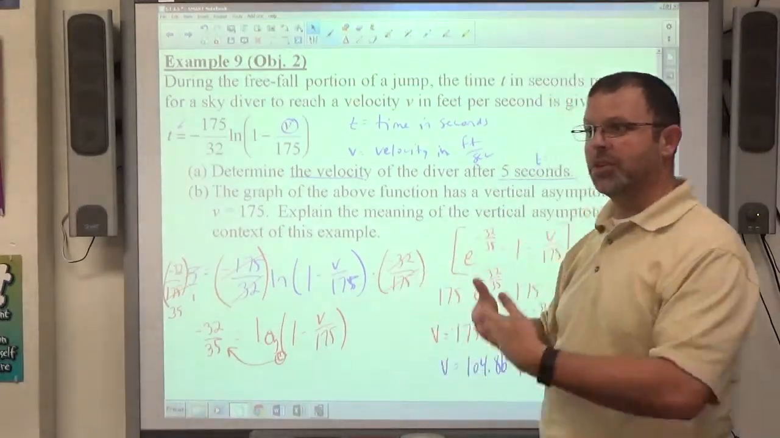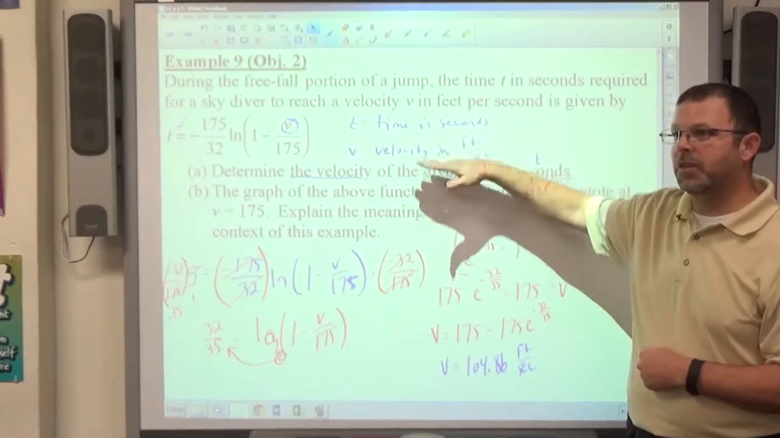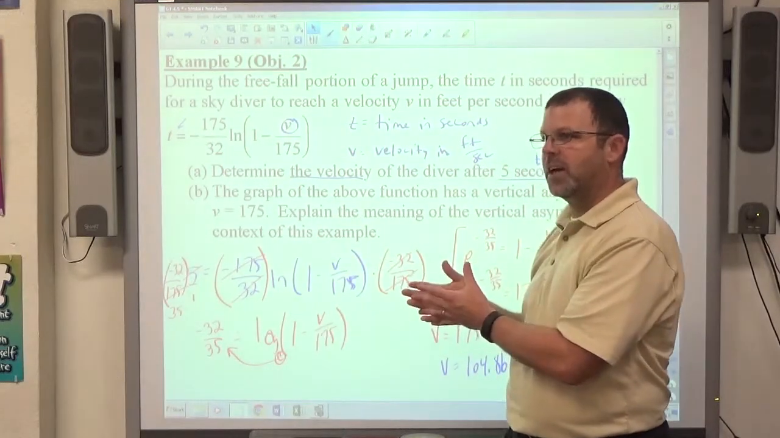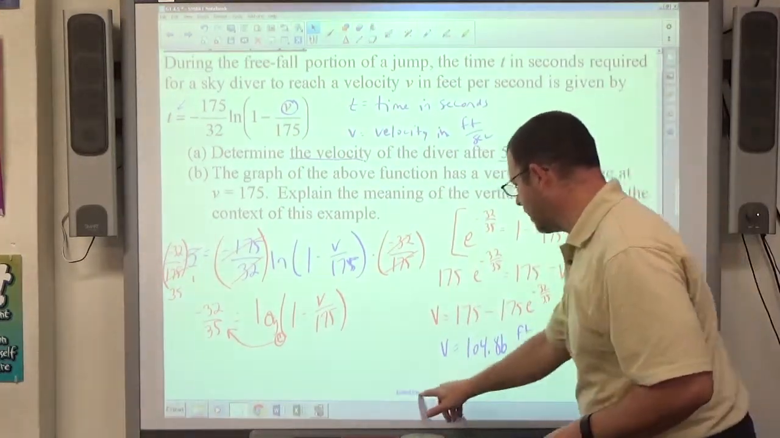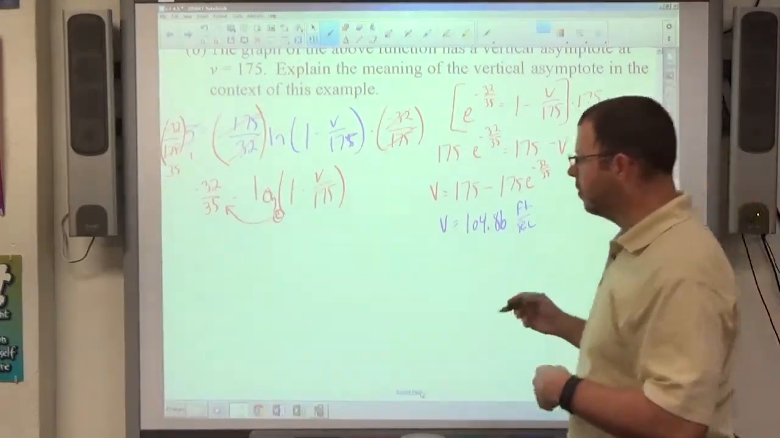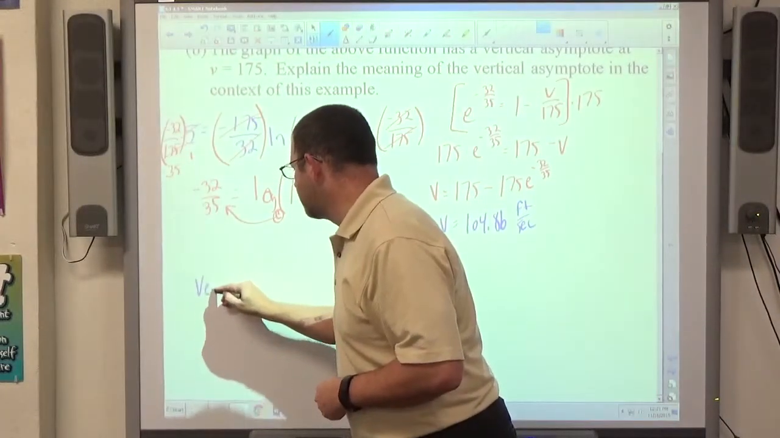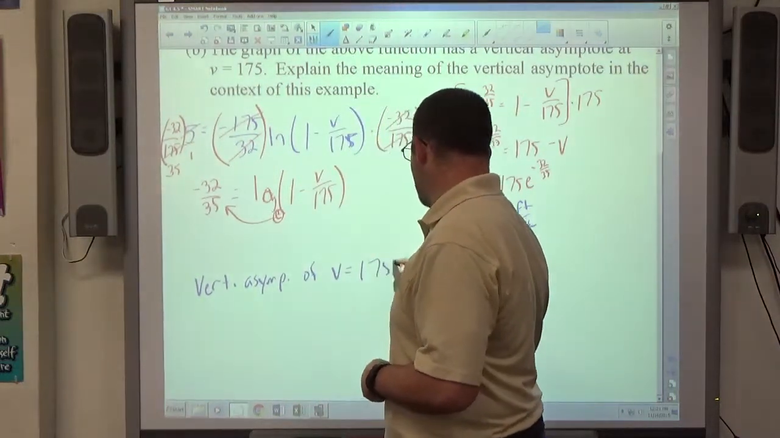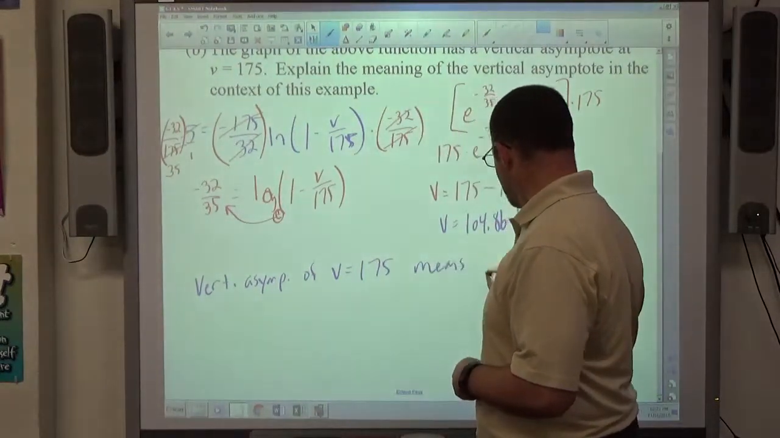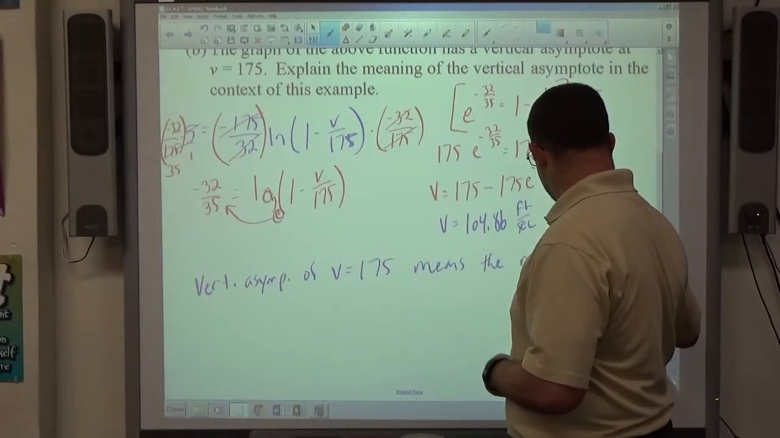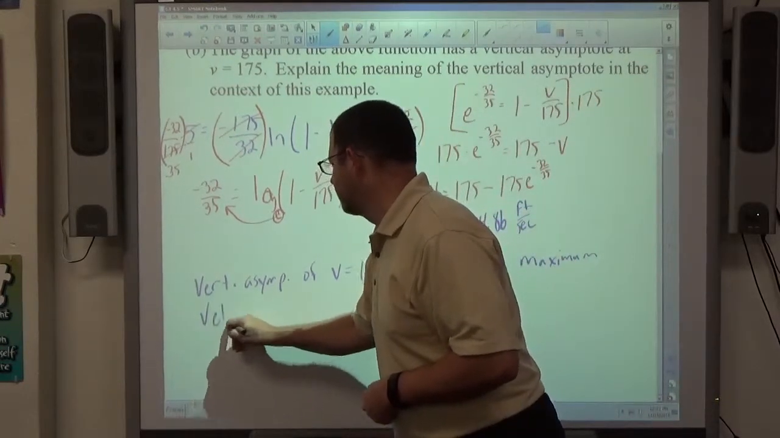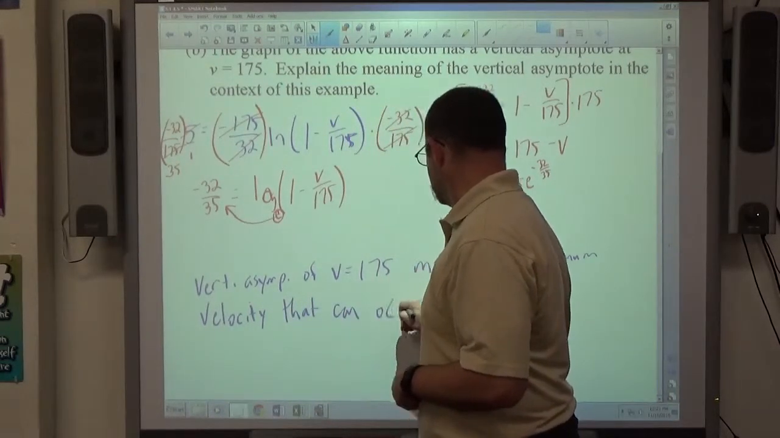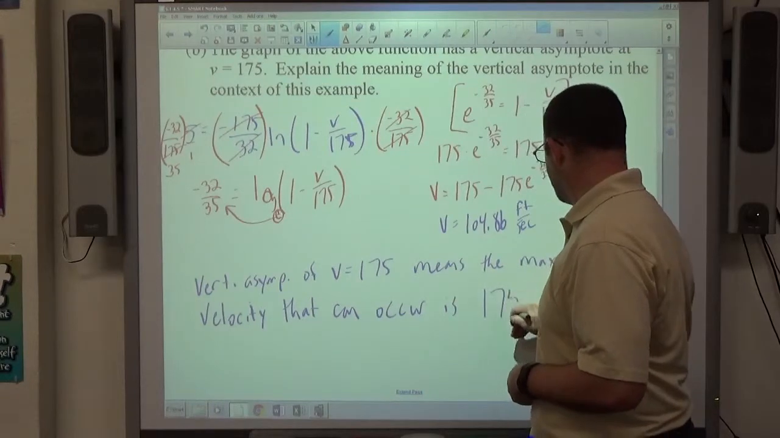That's all it means. So it says in the context of the example, this is again understanding what the variables represent. V is the velocity in feet per second. We can see the velocity is increasing until it gets to 175. You can't go beyond that. So if I was going to write an explanation of the vertical asymptote in context, it would be: the vertical asymptote of v equals 175 means the maximum velocity that can occur is 175 feet per second.